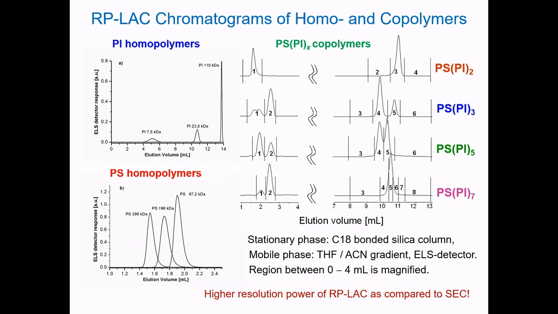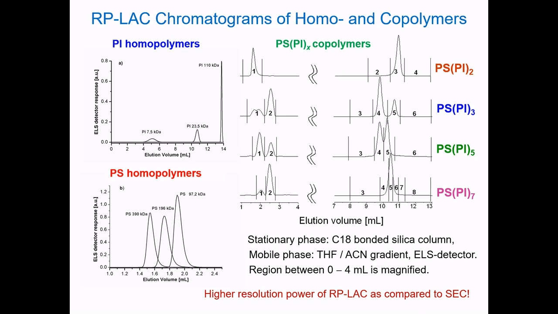In the first set of experiments, we studied the elution behavior of polystyrene and polyisoprene homopolymers of different and defined molecular weight and narrow molecular weight distributions. Under the chosen chromatographic conditions, the polystyrene homopolymers elute in size exclusion mode, that is from higher to lower molecular weights. On the other hand, the polyisoprene homopolymers elute in adsorption mode, that is from lower to higher molecular weights.